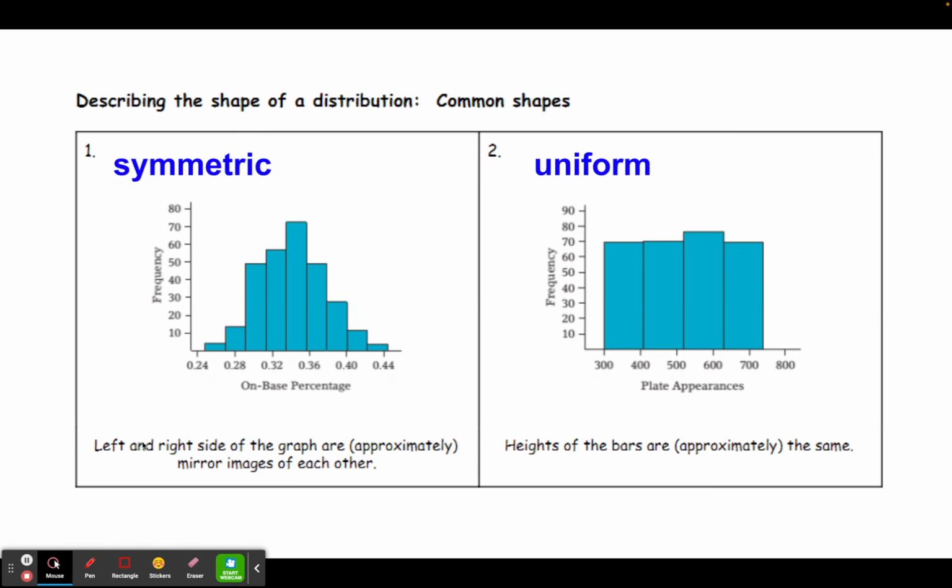Now in number 2, we have what would be called a uniform graph. Here we have heights of the bars that are approximately the same. Again, not exact, but they're pretty close. You might also say that that second graph is also symmetric. So it happens to be uniform and symmetric. And sometimes graphs will take on more than one shape, and that's okay.